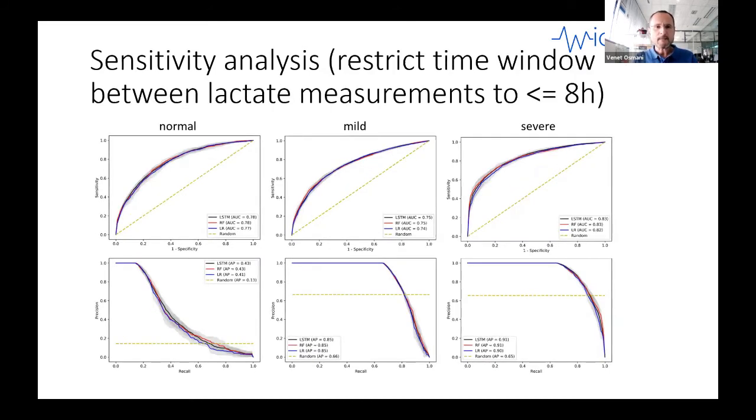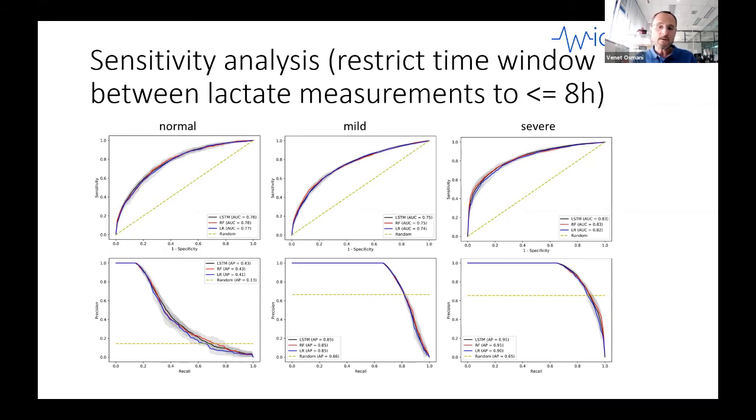Okay, and lastly, we also did sensitivity analysis on restricting the time window between measurements. So what we wanted to do is to investigate whether restricting the observation window to 8 hours would improve the results. We chose 8 hours because lactate measurement guidelines suggest measuring lactate every 6 hours. Of course, this doesn't always happen in clinical practice, and neither was it true for our data set. So the guidelines say every 6 hours, plus we added 2 hours to accommodate for the fact that it may take some time for the values to be recorded.